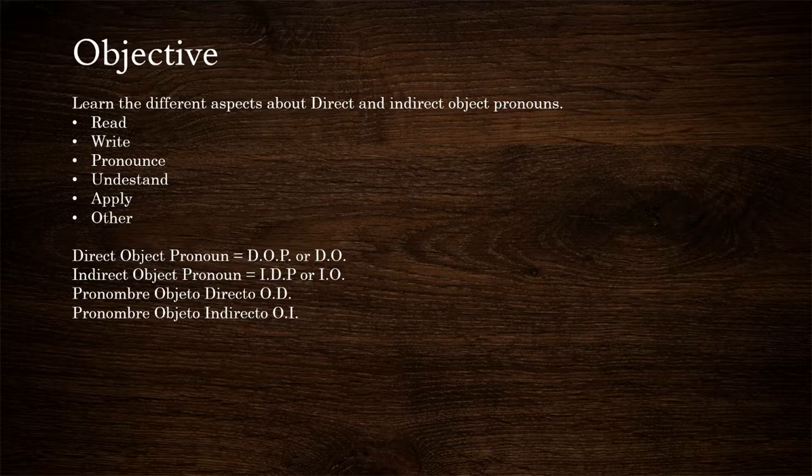So here are our objectives for learning about the different aspects of direct and indirect object pronouns. We want to read direct and indirect object pronouns, and know their significance. We want to write them in sentences. We want to be able to pronounce these. And of course, we want to understand them in their use and function, not just know that, oh, that goes there or that sounds good. And of course, we want to apply all these things to our daily Spanish.